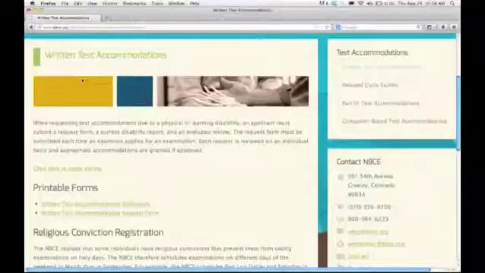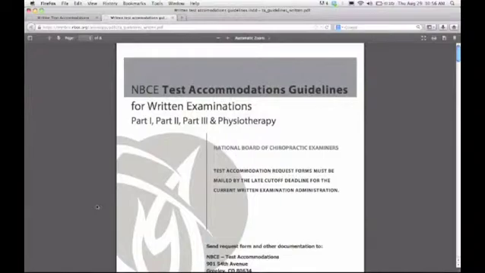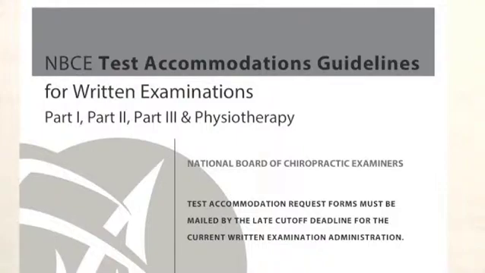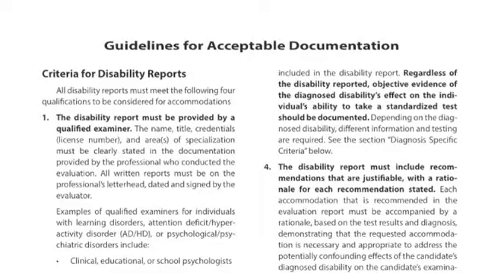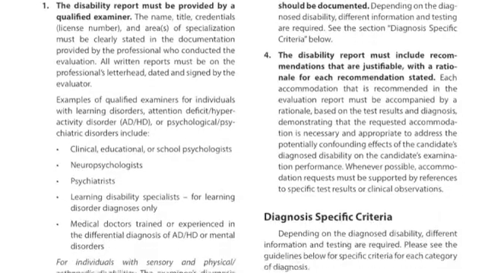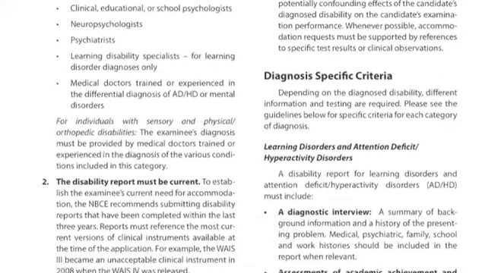Next, you need to attach a disability report. The disability report is specific to you. We have guidelines that we ask the evaluator to follow when writing a disability report. Following the guidelines helps to ensure that we receive all the information we need to make a determination of appropriate accommodations. Please review these guidelines yourself and make sure the evaluator received the portion titled Guidelines for Acceptable Documentation, which are pages 3 through 5 of the Test Accommodation Guidelines. Once you have compiled all of this, you must mail it to the NBCE by the postmark application deadline for the exam for which you are applying.